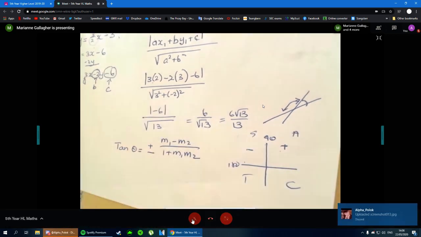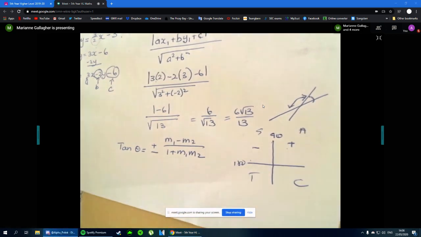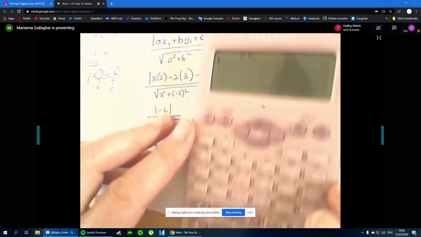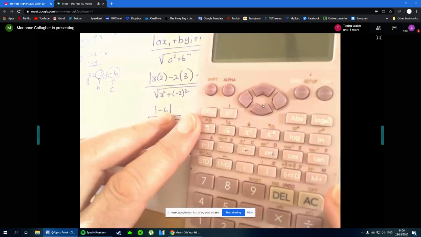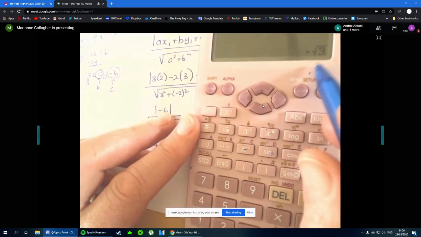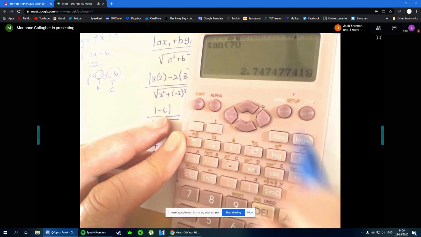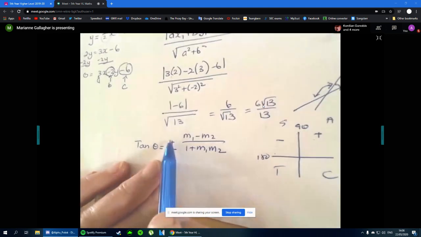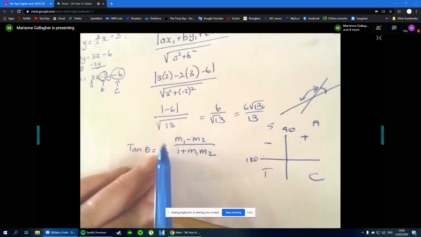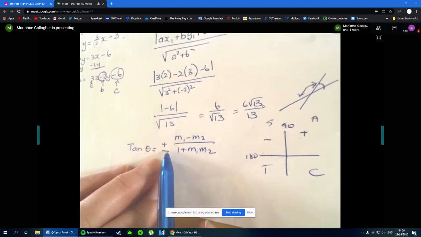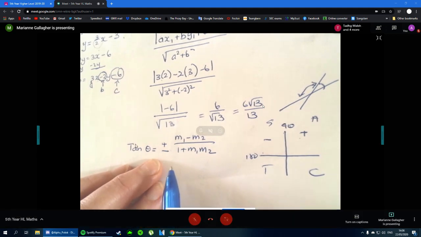If I put in tan of any angle that's bigger than 90, I'm going to get a negative. So that's what the plus and minus means. Like if I do tan of 120, it's negative root 3. If I do tan of 150, it's going to be negative. If I do tan of something less than 90, it's going to be positive. So basically every pair of lines will have two angles. The plus will give you the acute and the minus will give you the obtuse. Is that okay? That makes sense?